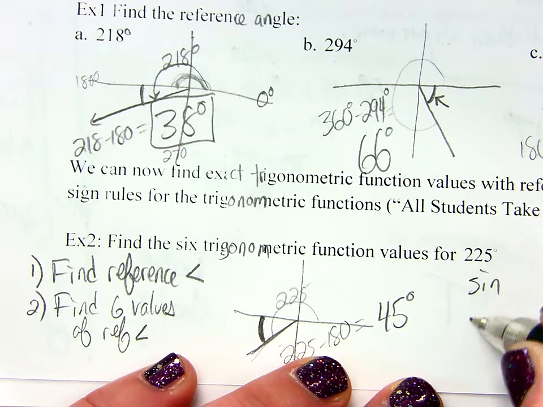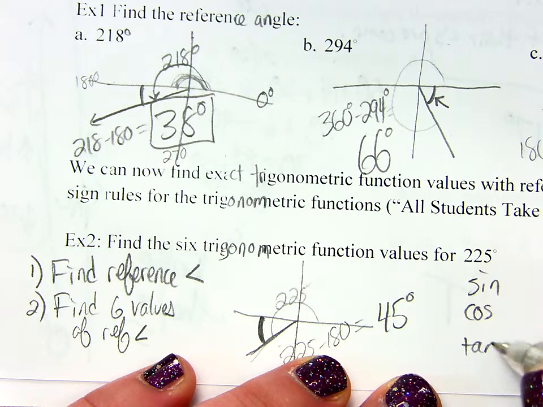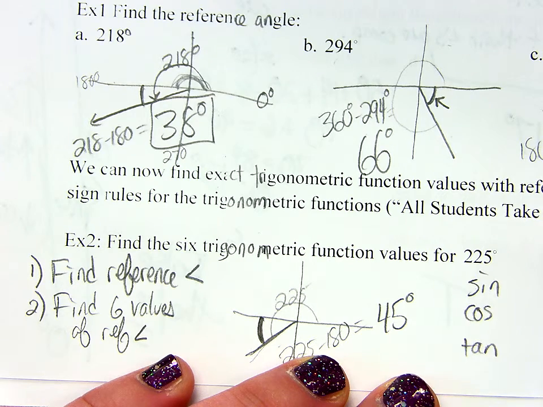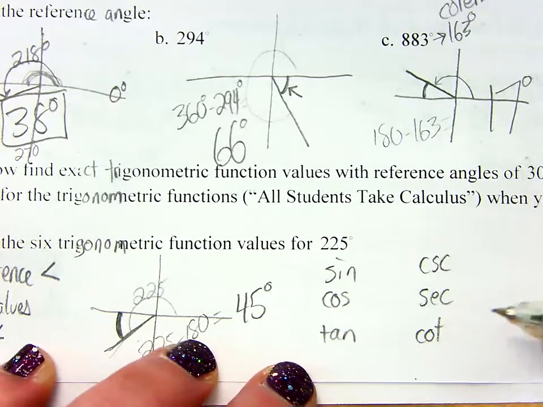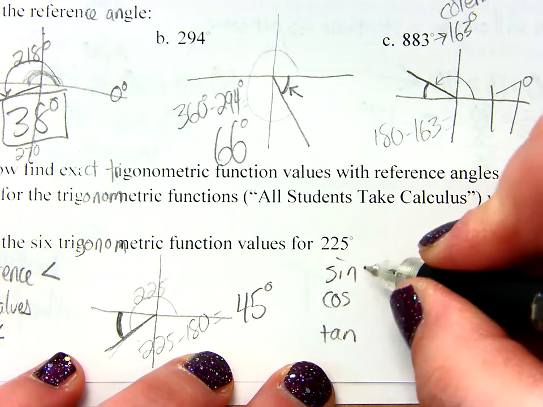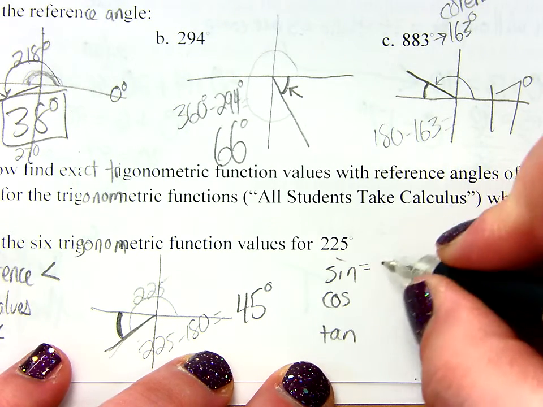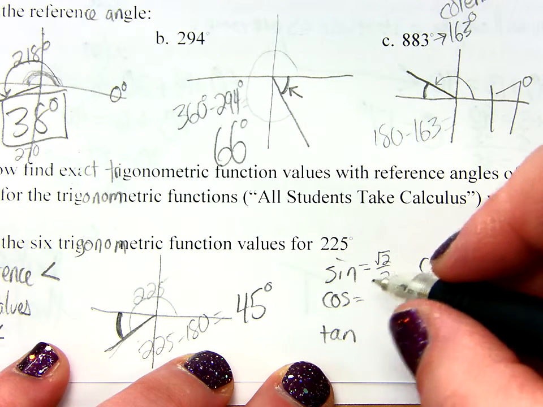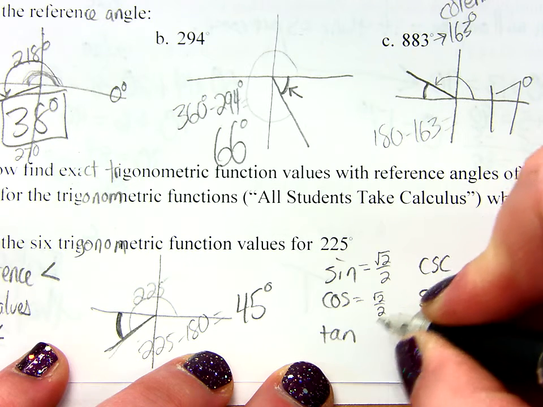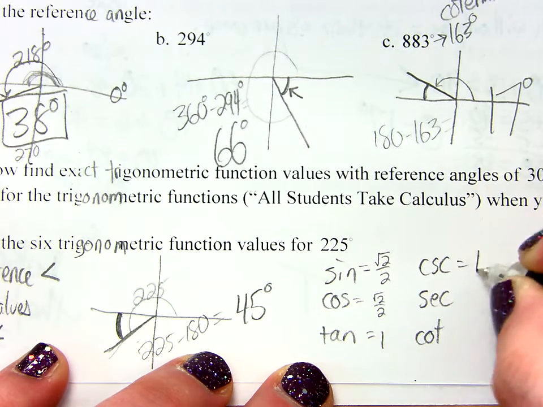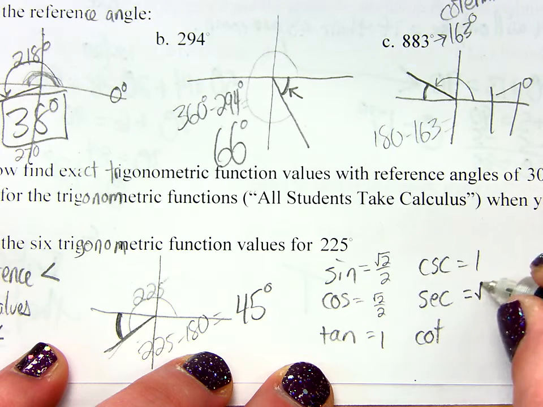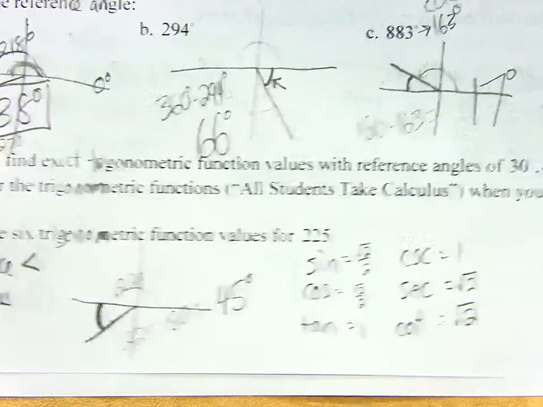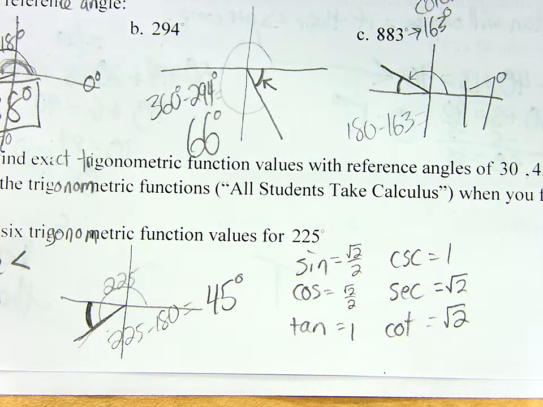So sine, cosine, tangent, then I'll have cosecant, secant, and cotangent. Okay, and these are all of 45. So sine is root 2 over 2. Cosine is also root 2 over 2. Tangent is 1. Cosecant root 2. Secant root 2. And cotangent 1. However, this is for a 45 degree angle.